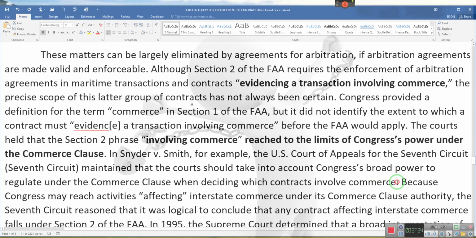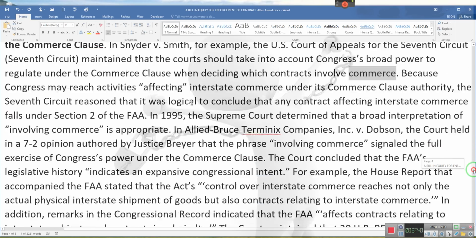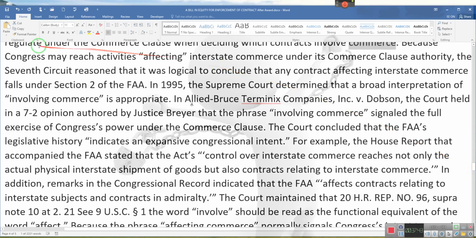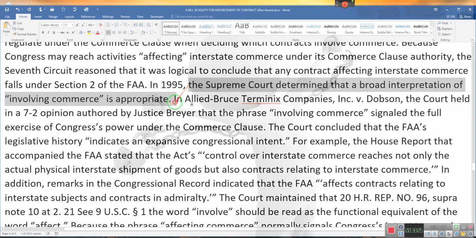Now look, if the United States gets involved in commerce, they waive any sovereign capacity. Pay attention. Because Congress may reach activities affecting interstate commerce under the Commerce Clause authority, the Seventh Circuit reasoned that it was logical to conclude that any contract affecting interstate commerce falls under Section 2 of the FAA. In 1995, the Supreme Court determined that a broad interpretation, and that's what we want, is appropriate.